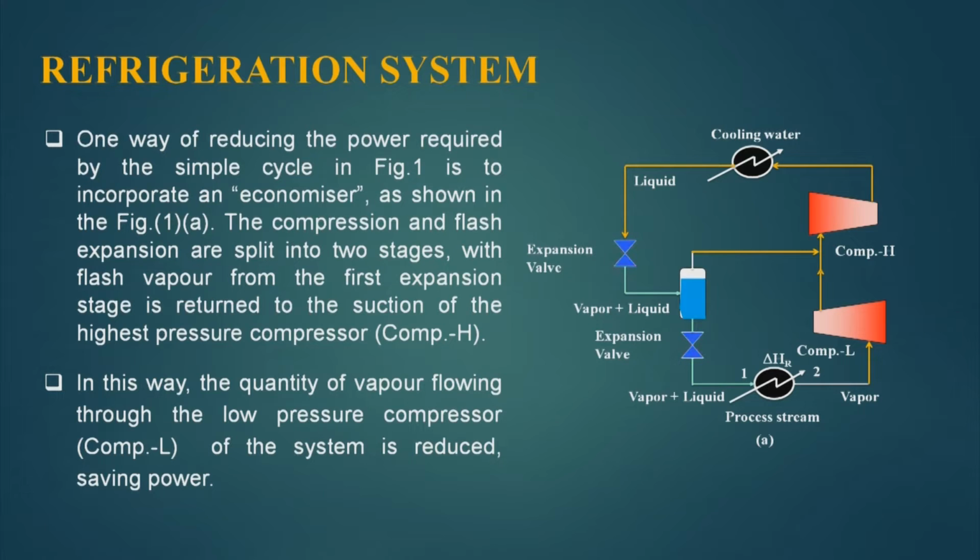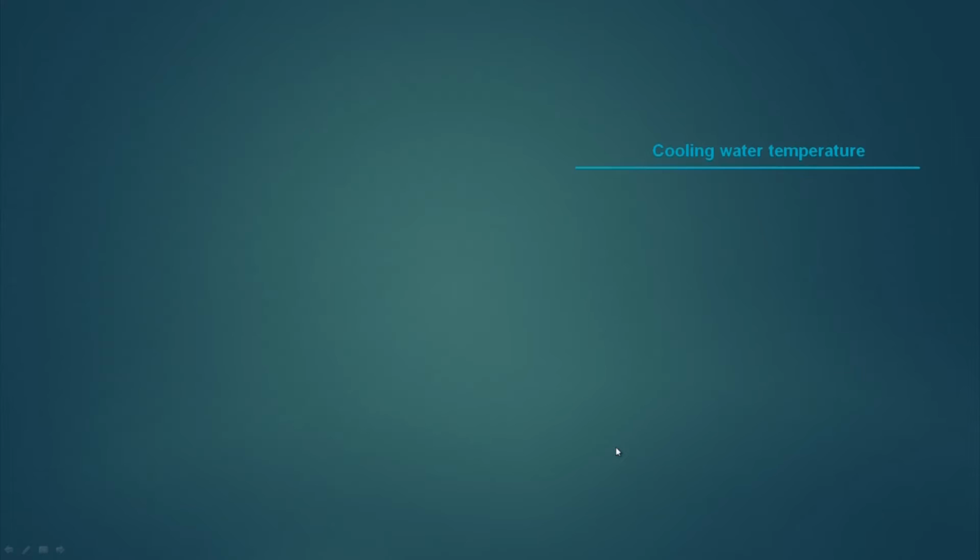In this way, the quantity of vapor flowing through the low pressure compression, that is compressor L of the system, is reduced and the energy is saved. So, here some sort of energy saving has been created in the circuit, but more saving can be done with more or different designs of this compression refrigeration system, that we will see.